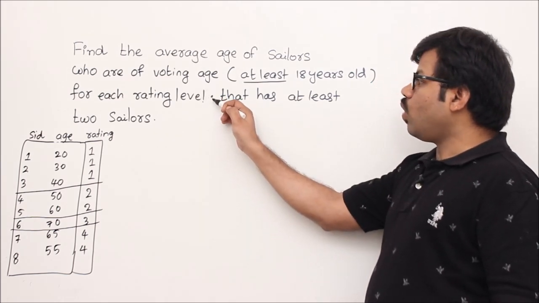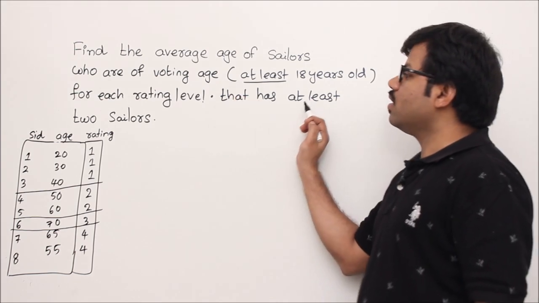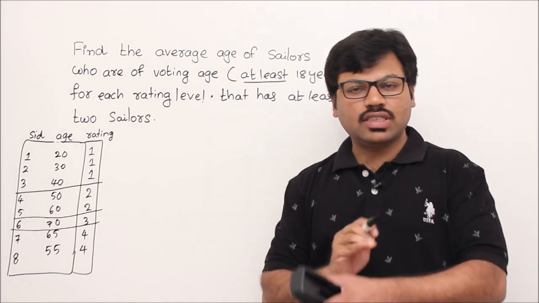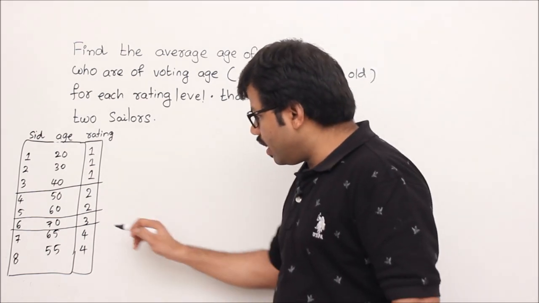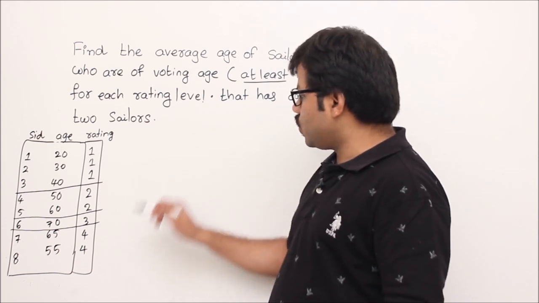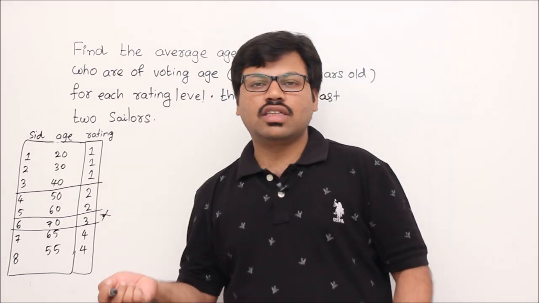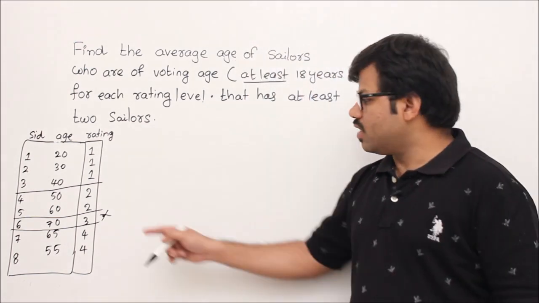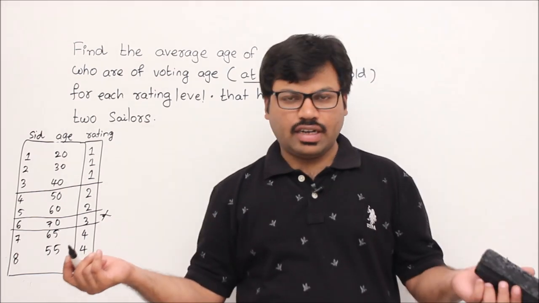But we have to do all these things for groups that have at least two sailors. If any group doesn't have two sailors, we should not do it. For example, tell me one group here which doesn't have two sailors, this one. So this group should be discarded. Sir, that also we can do. How do you do it? Simply write HAVING COUNT(*) > 1, correct?